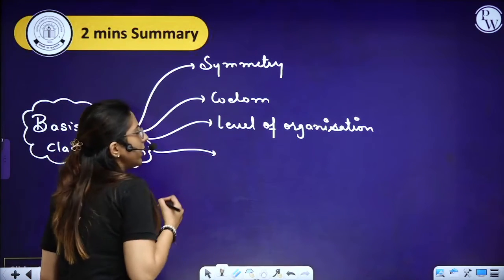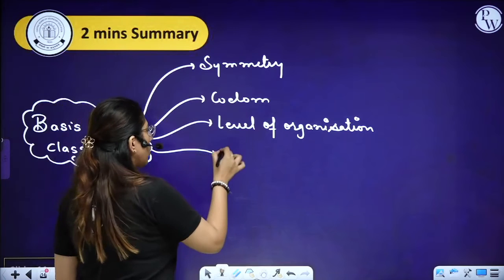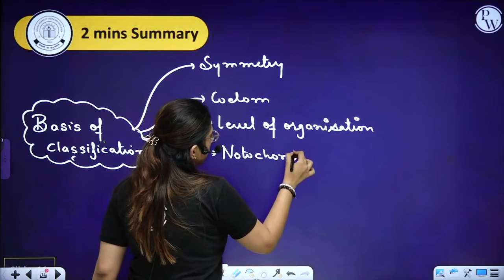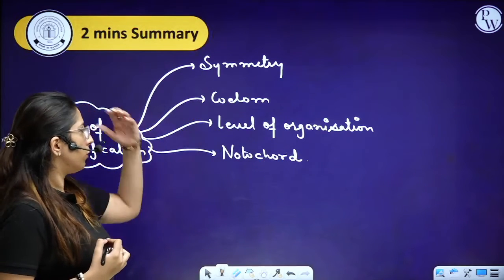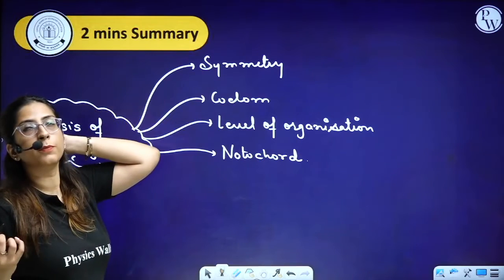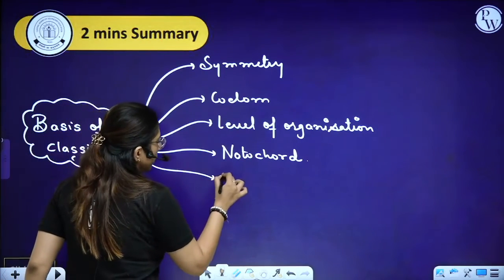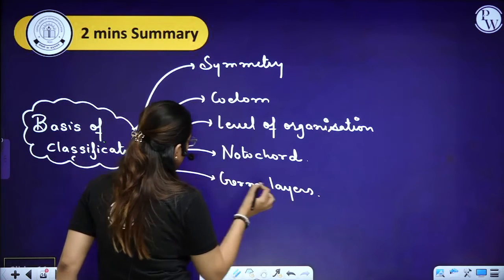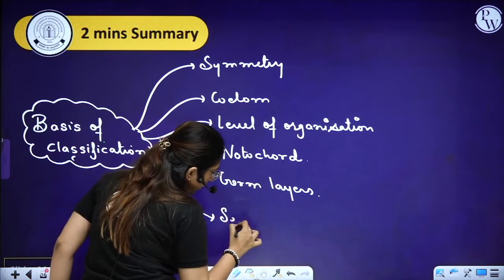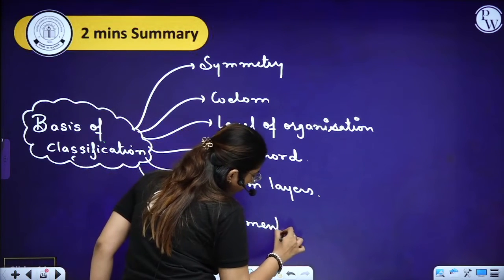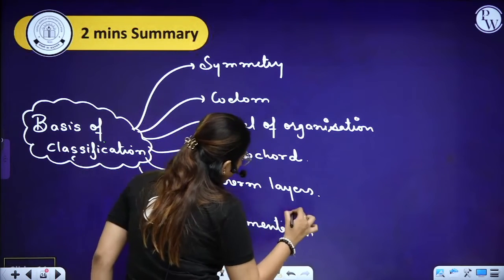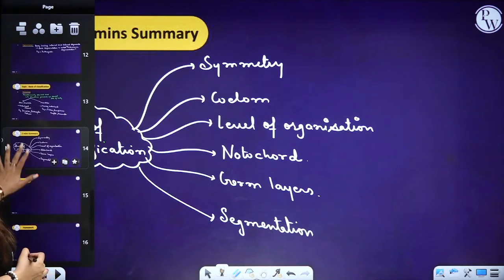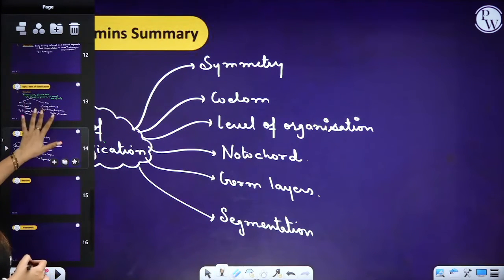We have already talked about the notochord. What else? The germ layers. Yes, the germ layers. The next one, the segmentation. Clear? So on this basis, we classify the different groups of organisms. So what? Six. We talked about the six bases.